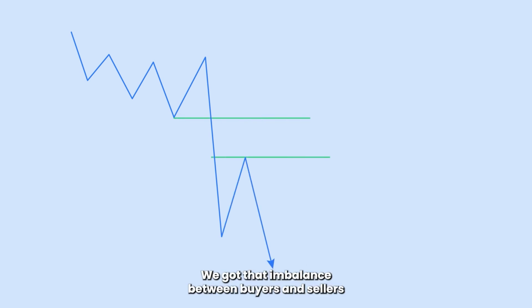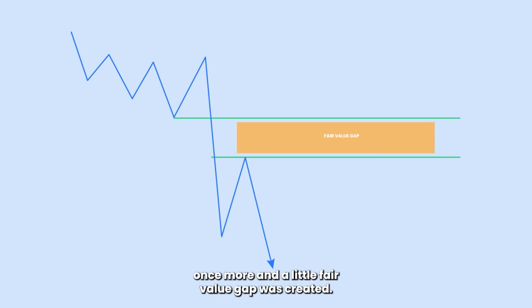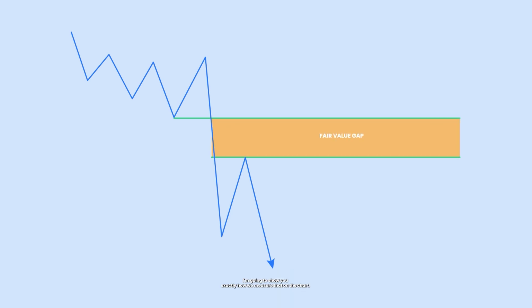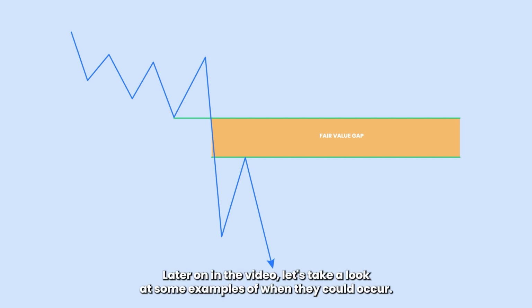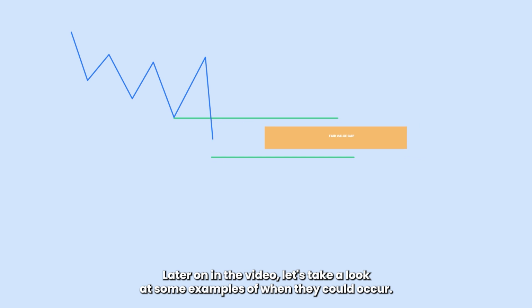Exactly the same for the bearish example. So you see the prices moving lower. During that bearish move, we had a really sharp impulsive move lower. We got that imbalance between buyers and sellers once more, and a little fair value gap was created. I'm going to show you exactly how you measure that on the chart later on in the video, but let's take a look at some examples of when they could occur.